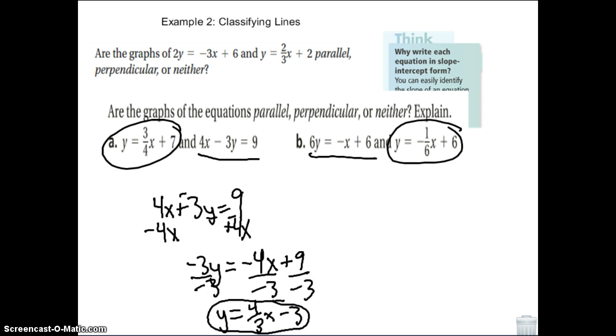Now let's compare 4 over 3 and 3 over 4. They're not the same, so it's not parallel. They're not opposite reciprocals because they're both positive, so it's not perpendicular. So my only answer for this one is neither. Try to get the next one on your own.